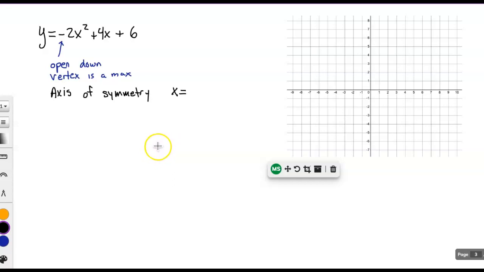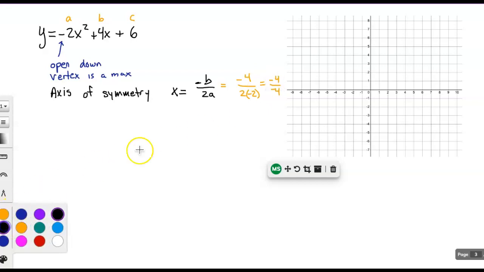It's the same with humans, right? The left side of us and the right side of us are the same. So that's the axis of symmetry. The formula for the axis of symmetry is x equals negative b over 2a. If you go up to the quadratic, a is the term in front of x squared, b is the term in front of x, and c is the term all by itself. So we would do negative 4 over 2 times negative 2, which gives us negative 4 over negative 4, which is 1. So our axis of symmetry is x equals 1.